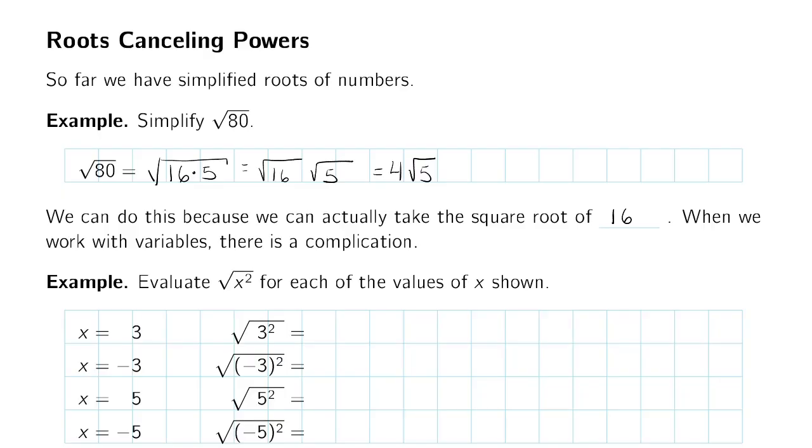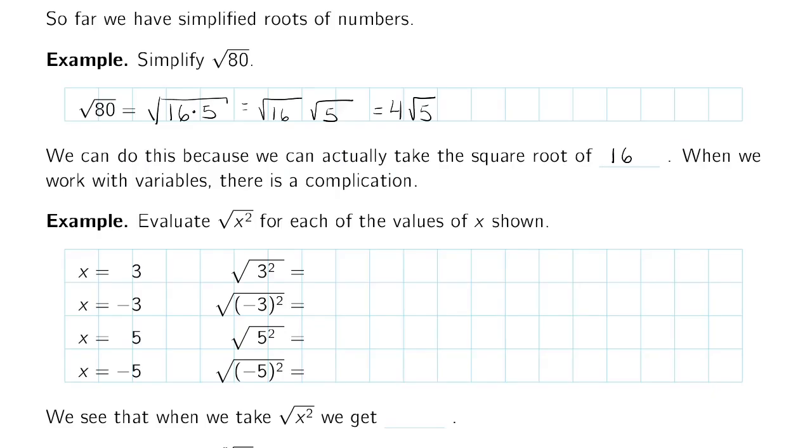Let's think about what happens if we have just the square root of x squared. So notice the squared is inside the square root. If we plug in x is 3, then we have the square root of 3 squared. But 3 squared is just 9. So this gives us 3. On the other hand, the square root of negative 3 squared, negative 3 squared is also 9. So that also gives us 3.